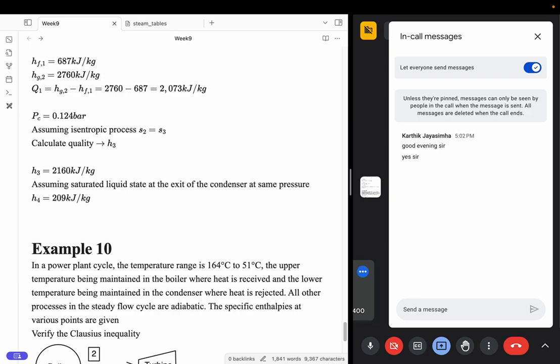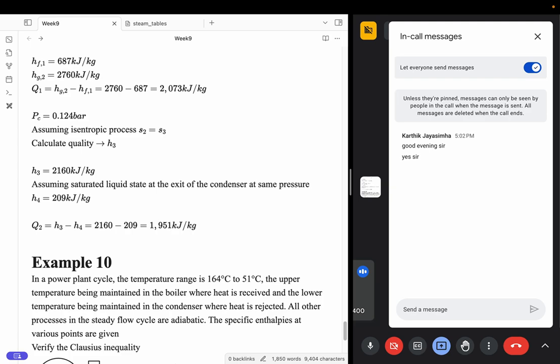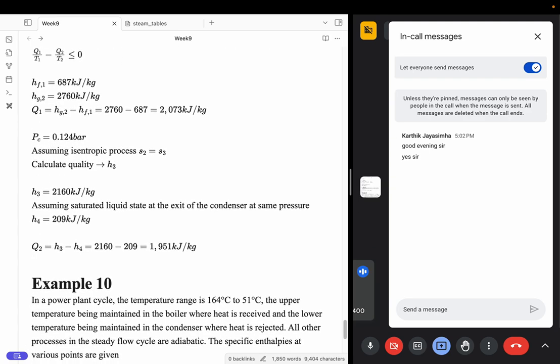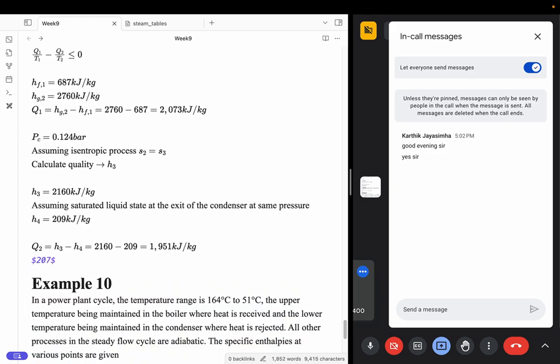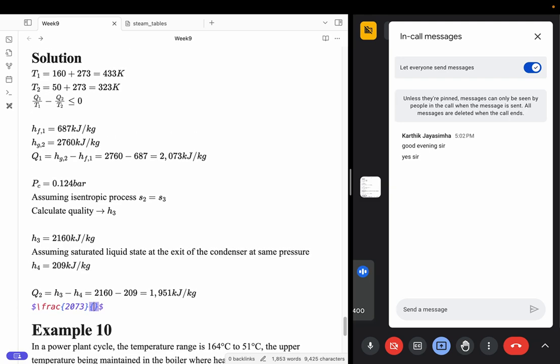So once you have H3 and H4, calculation of Q2 is straightforward. Q2 is basically H3 minus H4. So once Q1 and Q2 are calculated, you already know what the process is for Clausius inequality. All we need to do is check Q1 by T1. Q1 is 2073 divided by T1, which is 433, minus Q2, which is 1951 divided by T2, which is 323.